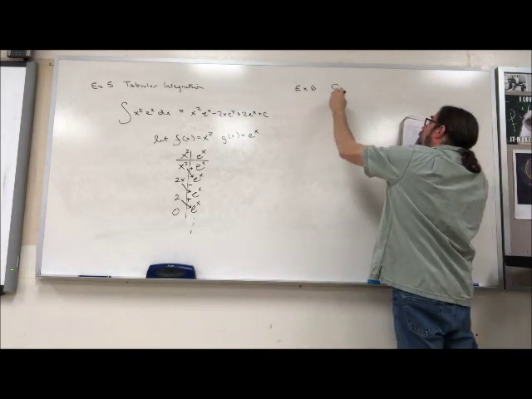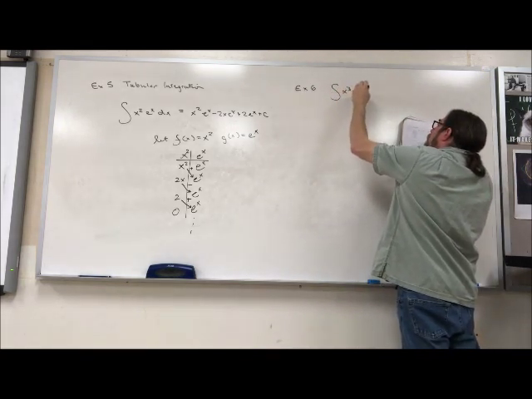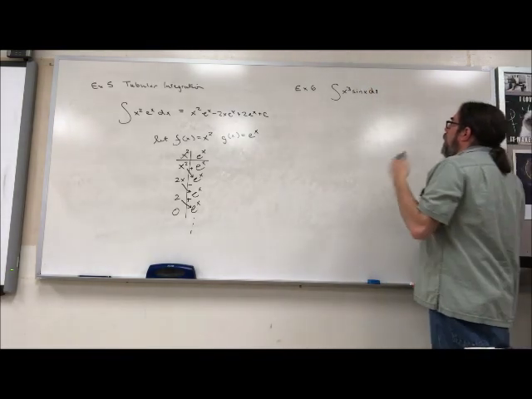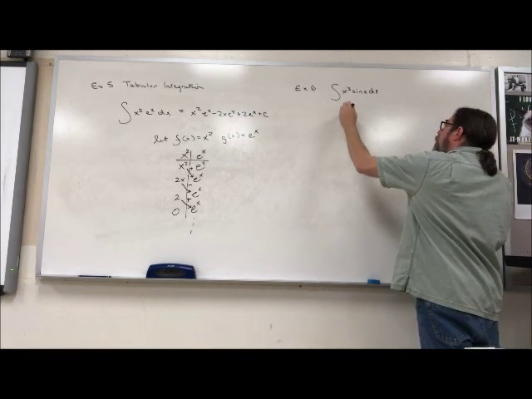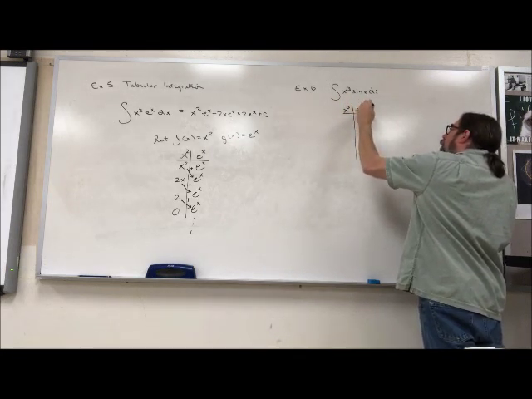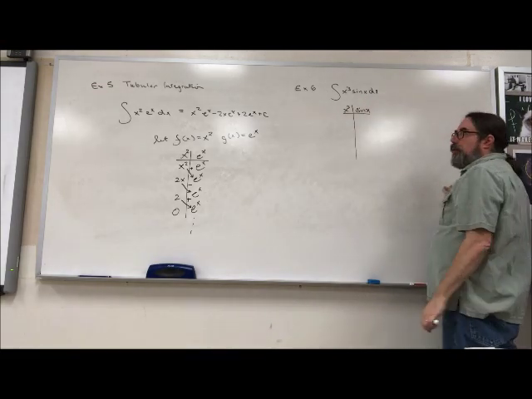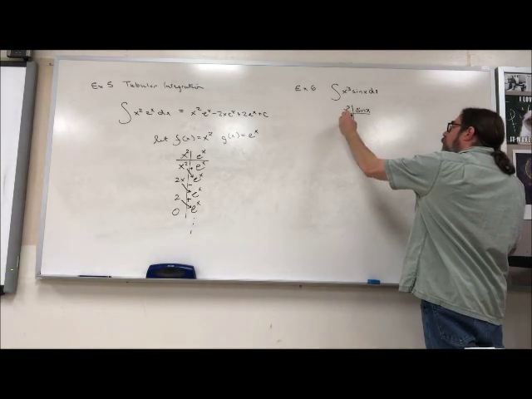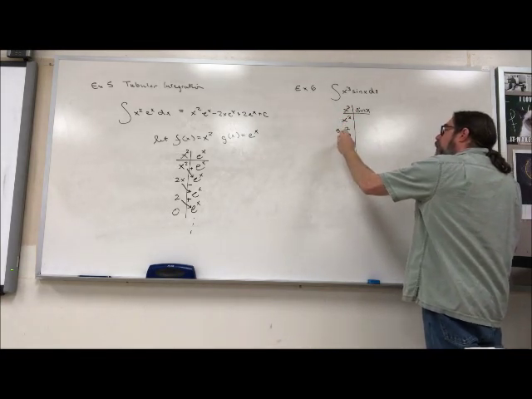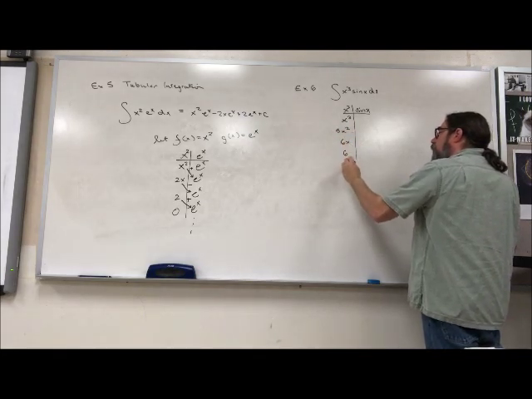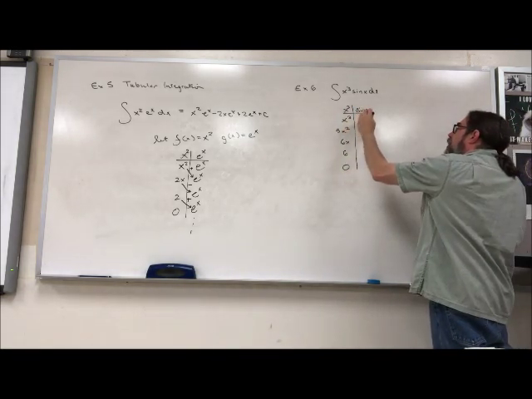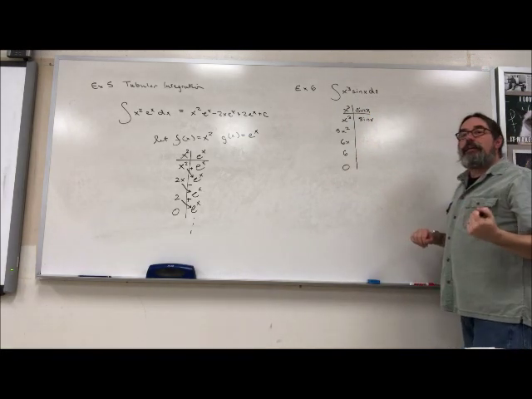Example 6, we're going to take the integral of x cubed sine x dx. Now, I think it would be obvious to have our derivative come from the polynomial, x cubed, and our antiderivative come from our trigonometric function, sine x. So, we start with x cubed, we go to 3x squared, we go to 6x, we go to 6, we go to 0. Derivatives, right? Now, starting with sine x, the antiderivative of sine x.